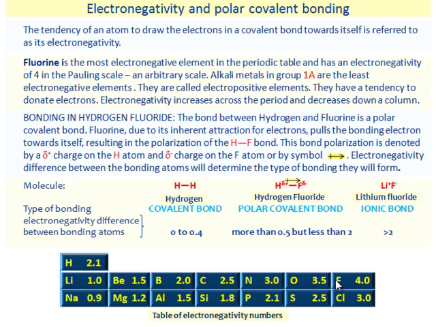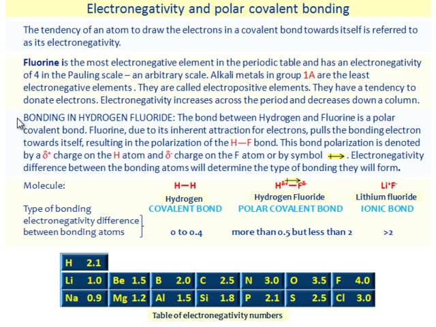Fluorine is the most electronegative element in the periodic table and has an electronegativity of 4 in the Pauling scale, an arbitrary scale. Alkali metals in group 1A are the least electronegative elements. They are called electropositive elements. They have a tendency to donate electrons. Electronegativity increases across the period and decreases down a column.